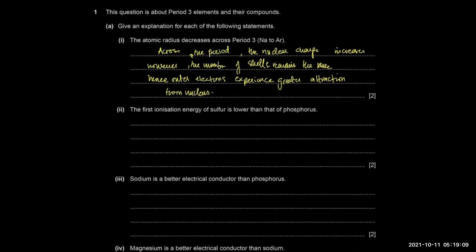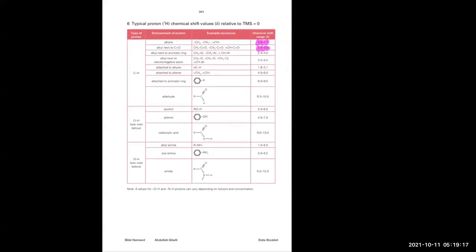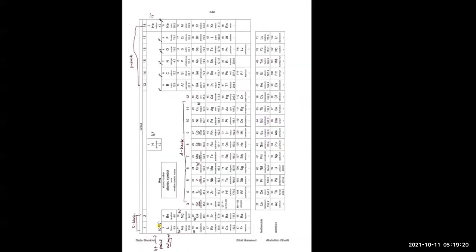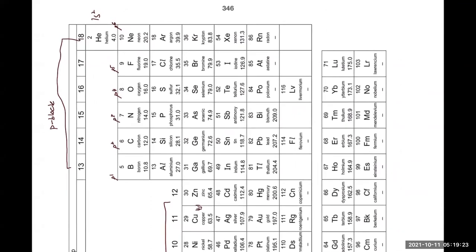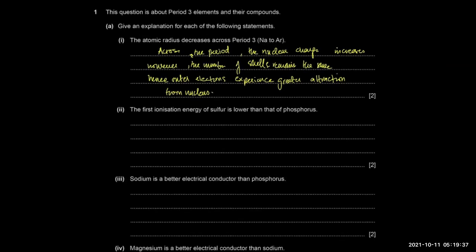All right, the first ionization energy of sulfur is lower than that of phosphorus. So does anyone remember the configuration of sulfur and phosphorus? Sulfur was P4 and phosphorus was P3. So why is sulfur lesser? Normally it increases across the period, but phosphorus to sulfur, exactly. If you remember, sulfur is P4, so it has a paired electron, right? And phosphorus has all unpaired electrons, right?